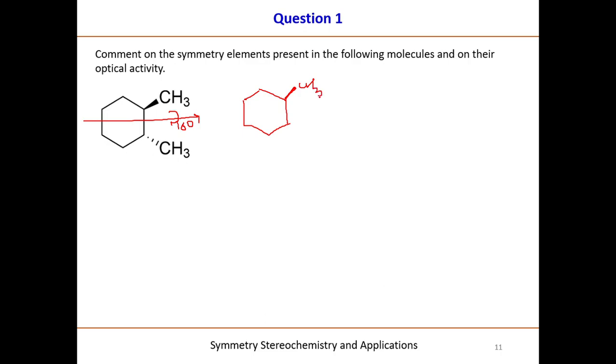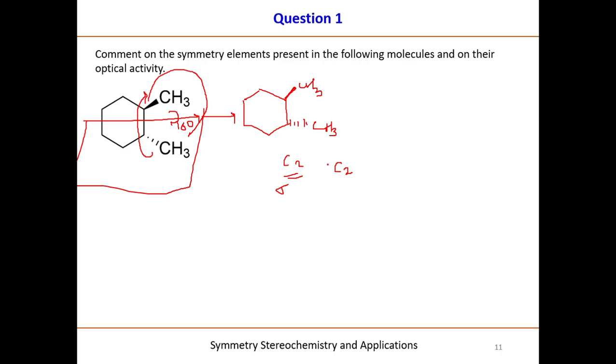Correct? CH3. So it will go downside, it will come front side. Correct? That means we have a C2 axis present in this molecule. Now let's talk about the plane of symmetry. If I pass the plane through here, what will happen? We will not get the exact half because this one is on the back side and this is on the front side. So this is not the mirror image of the molecule. So the plane of symmetry is absent. The only symmetry element present in this molecule is the rotational axis, that is the C2 axis.